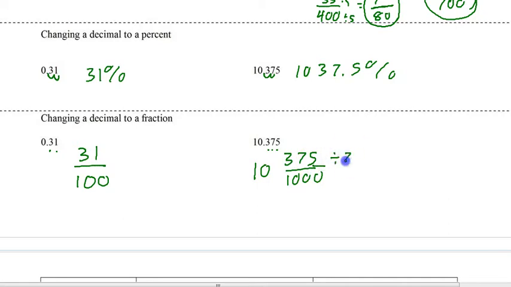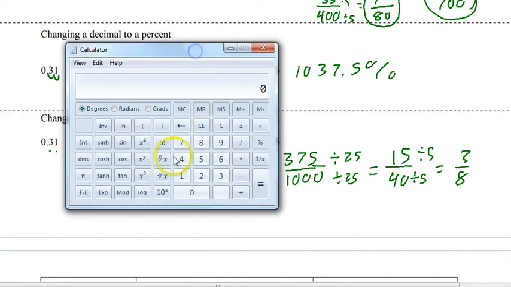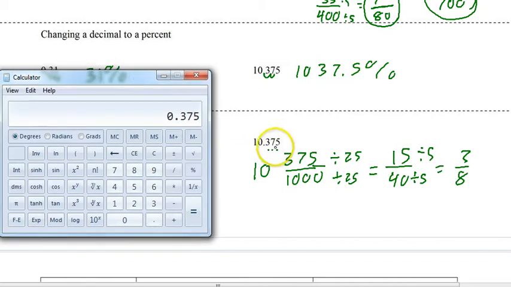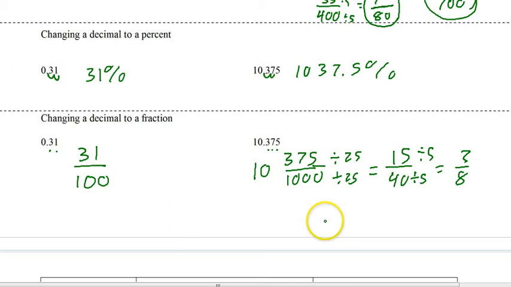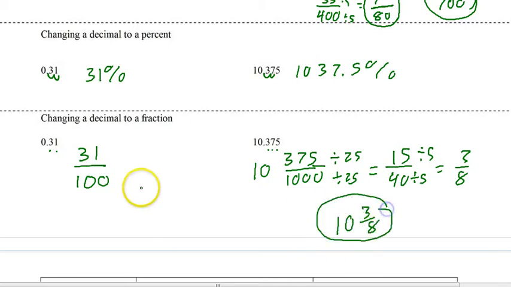We still have to reduce, so we do 25, and then let's just use the calculator. 375 becomes 15 over 40, and then they have another 5, which is 3 out of 8, and if we check it, here's the calculator. 3 divided by 8, 0.375, and there it is. See the 0.375, and then we add the 10, so it's 10.375. So we put it all together. This is 10 and 3/8. There you go. And that's everything.